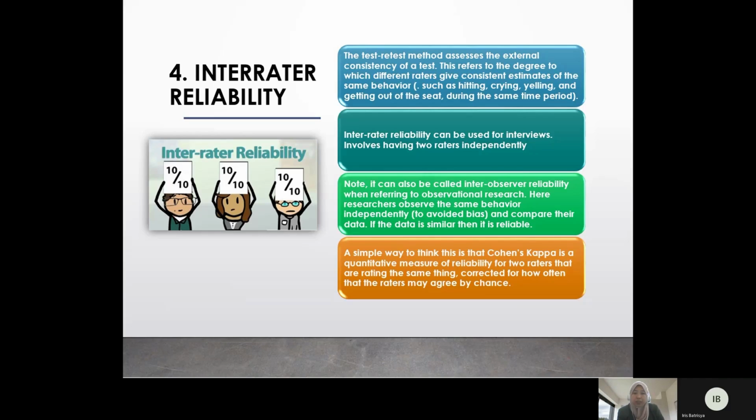A simple way to think of this is that Cohen's kappa is a quantitative measure of reliability for 2 raters rating the same thing, corrected for how often the raters may agree by chance.